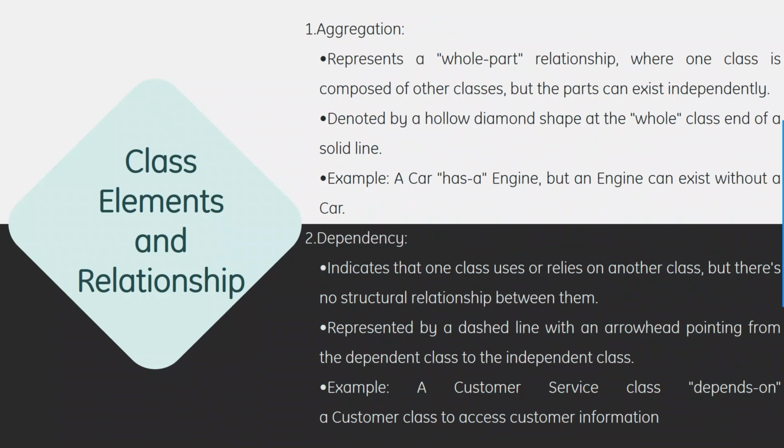Then we have the dependency, which indicates that one class uses or relies on another class, but there is no structural relationship between them. It is represented by a dashed line with an arrowhead pointing from the dependent class to the independent class. Example, a customer service class depends on a customer class to access the customer information.